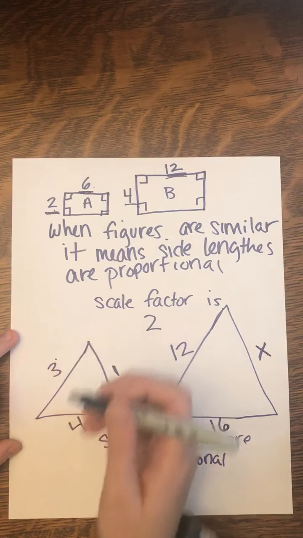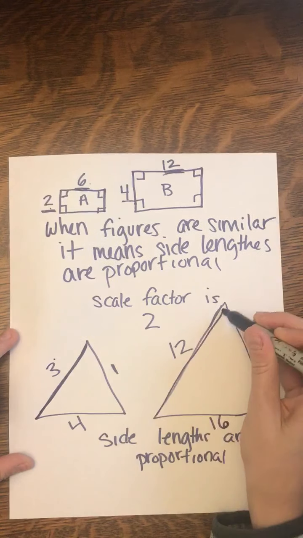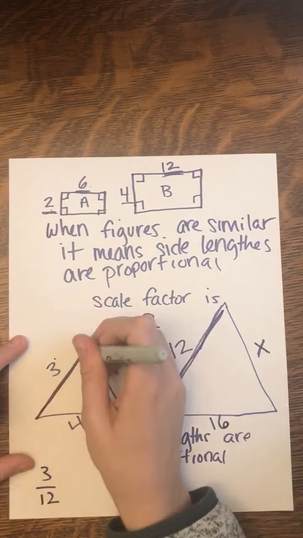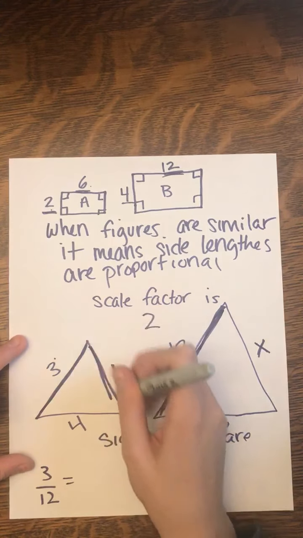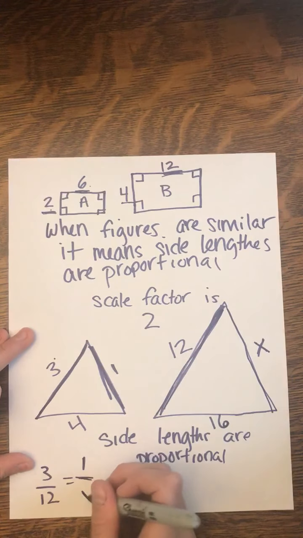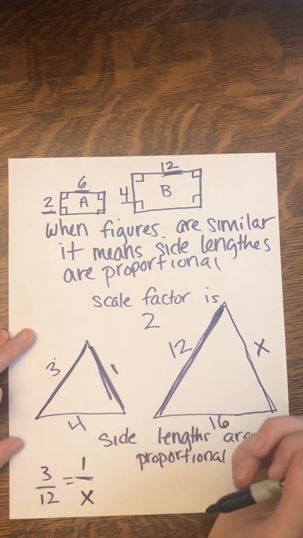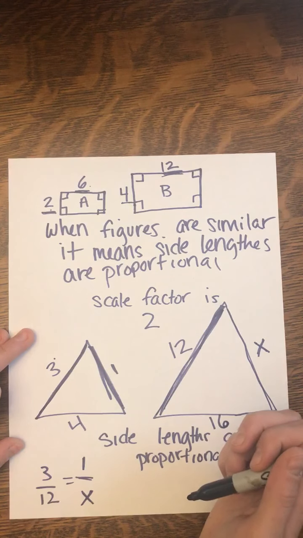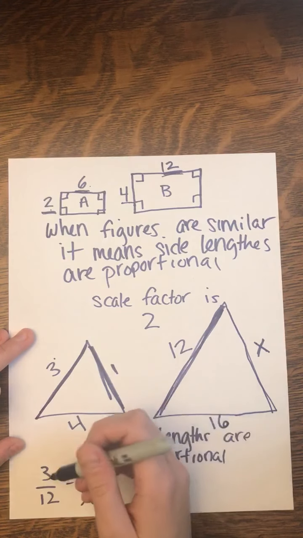This side length corresponds with which side length? This side length. So I can set up a proportion: 3 over 12, this side length corresponding with this side length, equals 1 over x, this side which corresponds with this side of the triangle. And to go from 1 to 3.